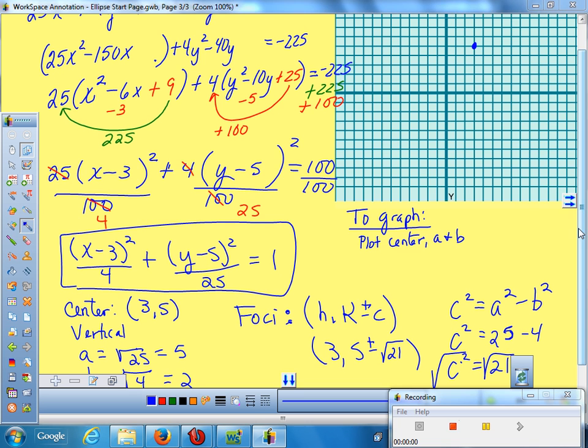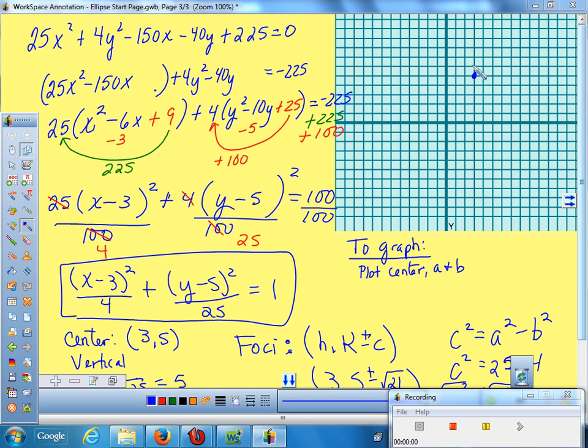Okay. It tells you A came from under Y. The big number was under Y, so you go up and down 5, because Y coordinates go up and down. So we're going to go up 5 and down 5. And then B has to go the other direction, which was 2, so you're going to go left and right 2.